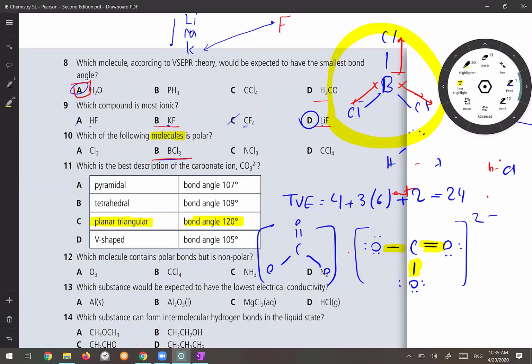For group 1, when you are going down the group, the electronegativity decreases. It does not increase. Why? When you are going down the group, the atom becomes bigger. So when the atom becomes bigger, its electronegativity decreases.